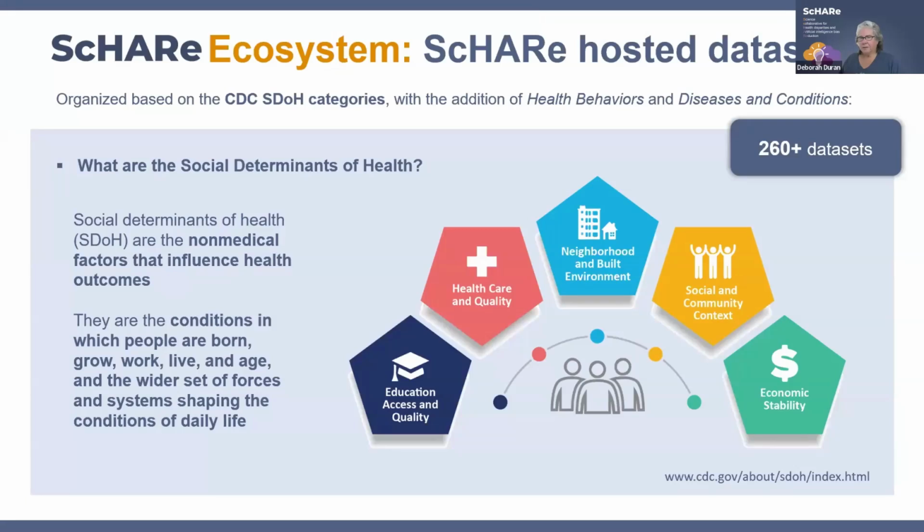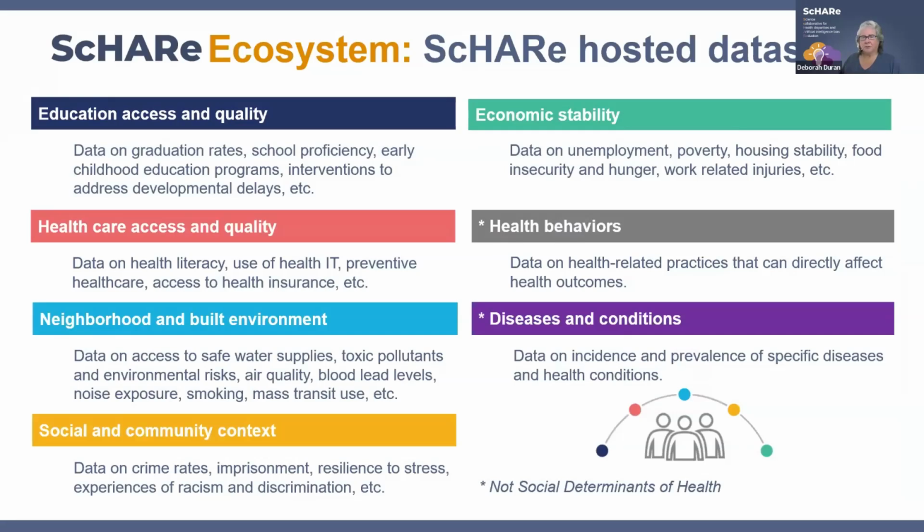The social determinants of health, as many of you know, it's where we work, live, and play. It's all the data that is non-medical, but impacts our health. It's estimated to be anywhere from 35 to 55% of our health is impacted by social determinants of health. So education is one, healthcare access, neighborhood and built environments, social and community context, economic, health behaviors, disease and conditions.